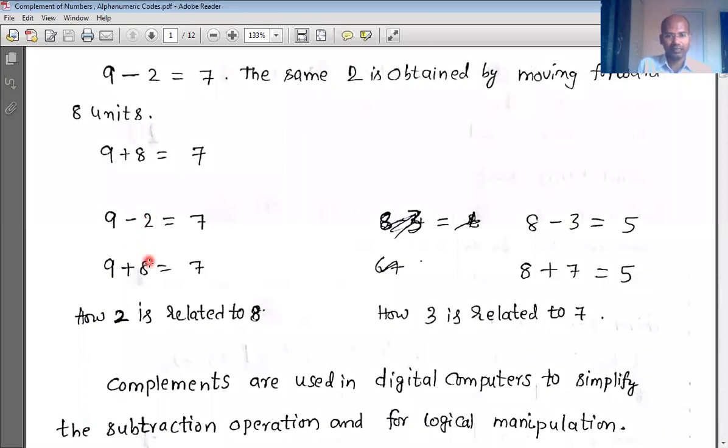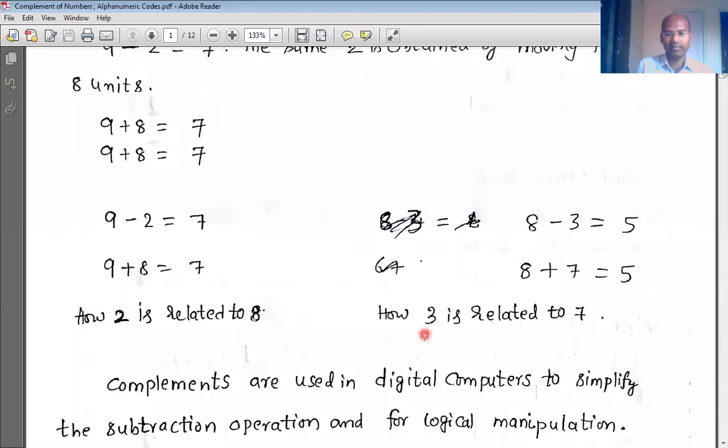But for the number that you are subtracting, there is some number related to it. There is 8 for 2, and in the same way, there is 7 for 3. How are these two related? 8 can be obtained by subtracting this 2 from 10. This 7 can be obtained by subtracting 3 from 10. Now, I call this 8 the complement of 2. In the same way, this 7 is the complement of 3. I'm giving some name to that. 3 and 7 are complements. That's what I'm trying to say.